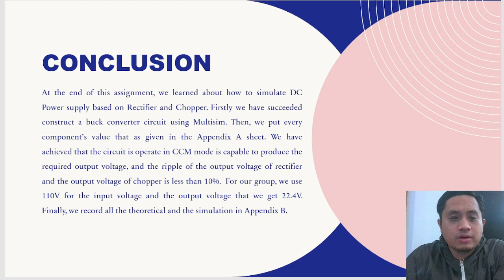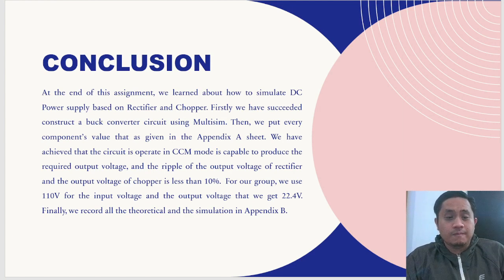I will tell you the conclusion of this assignment. At the end of this assignment, we learned how to simulate a DC power supply based on rectifier and chopper. Basically, we combine the two circuits, which are the rectifier and chopper. Then we use the buck converter to step down the input voltage value.